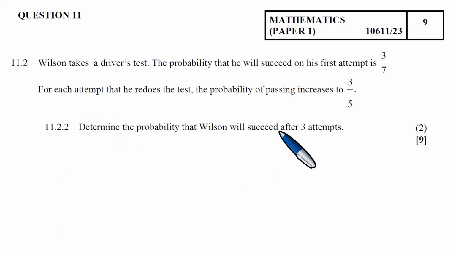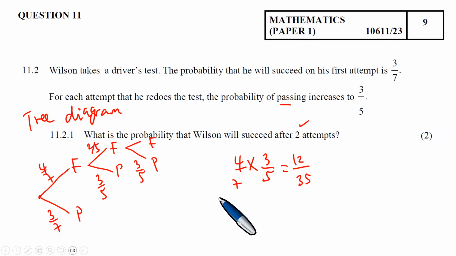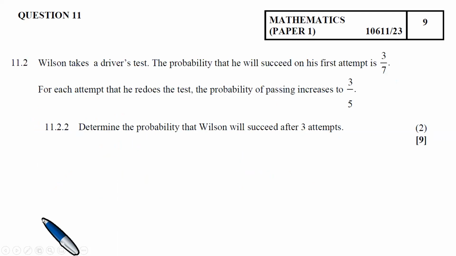Right, I drew the tree diagram. So after 3 attempts, okay, I'm going to quickly redraw it again. So you have this here. Either Wilson fails or passes. The probability of him passing, the probability that he will succeed on the first attempt, is 3 out of 7. And then here it is 4 out of 7.